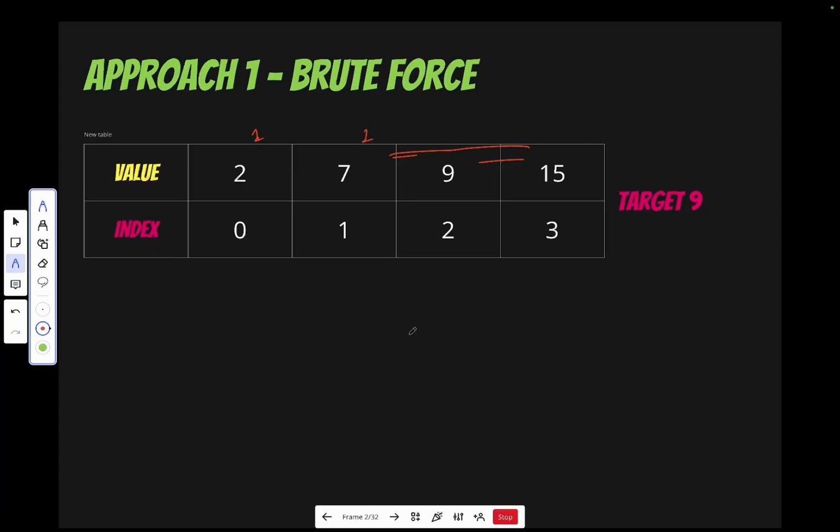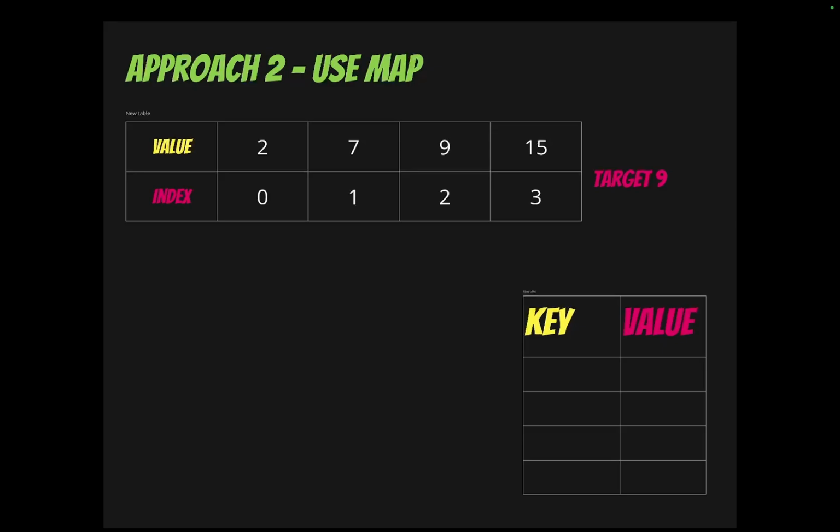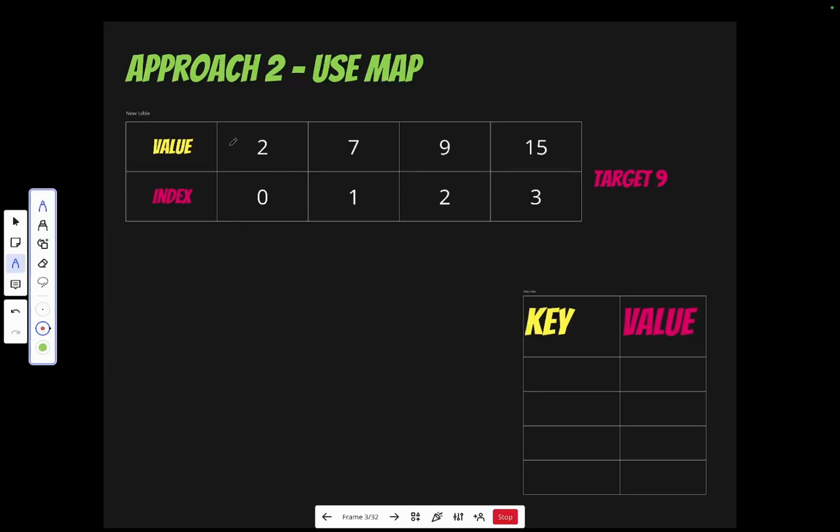Let's look at the second approach. This approach is less expensive than the first approach because we are using a hash map, but the space complexity for this approach is higher than the previous approach because here we are using a hash map. So what we will do is check from the first value.